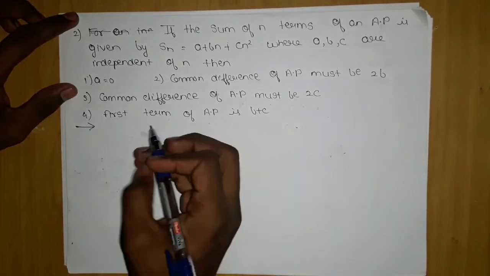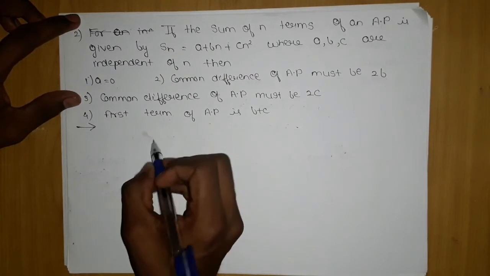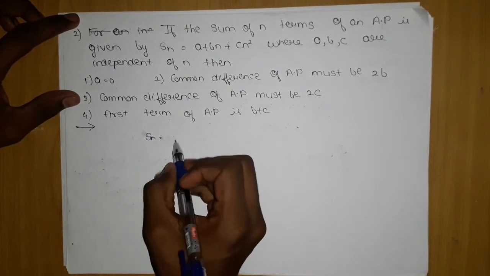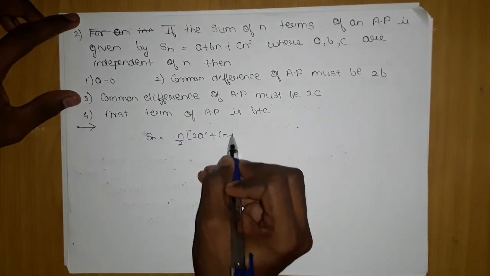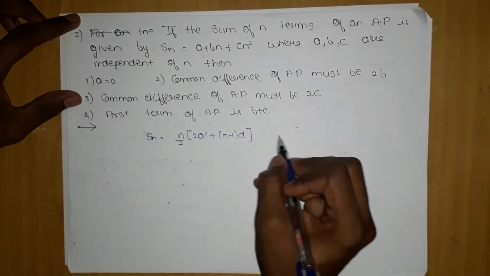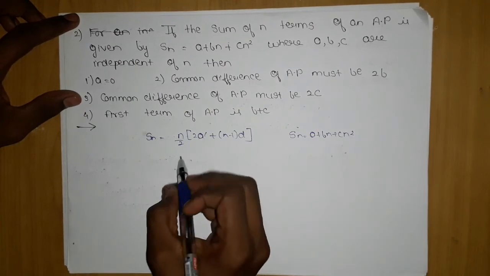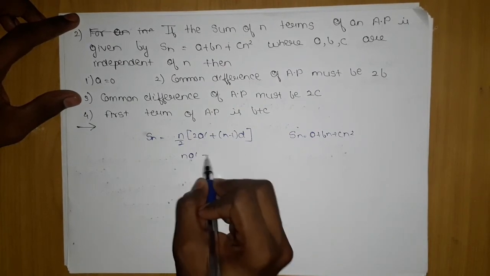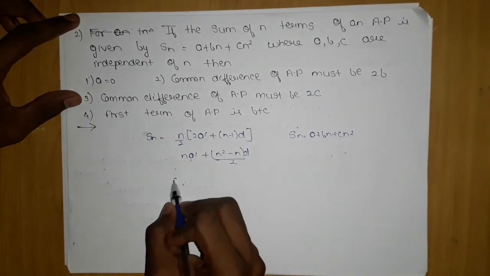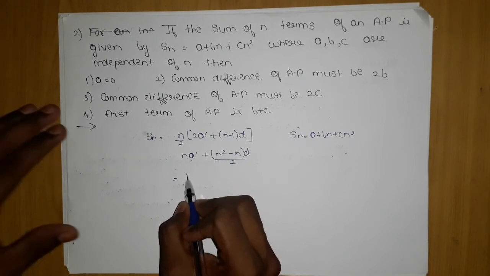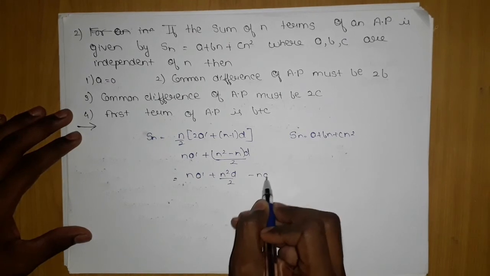This type of problem we have to do by comparing. The other method is also available, I will tell that. The method is that the sum of n terms is n/2 [2a' + (n - 1)d], and our Sn is a + bn + cn². If I multiply here, we have na' + (n² - n)d/2, which I can write as na' + n²·d/2 - nd/2.